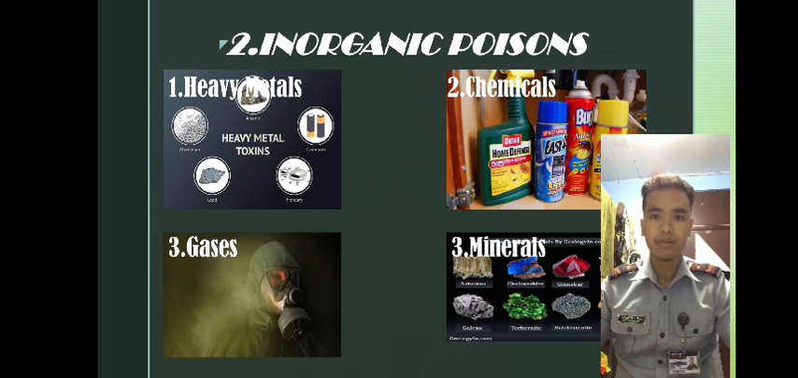Second, chemicals. Various chemicals can be toxic to humans if ingested, inhaled, or absorbed through the skin. Examples include pesticides, herbicides, and industrial chemicals like benzene and formaldehyde. Third, gases. Certain gases like carbon monoxide and hydrogen cyanide can be toxic to humans if inhaled. Carbon monoxide poisoning can cause symptoms like headache, dizziness, confusion, and even death. Last, minerals. Certain minerals like asbestos and silica can be toxic if inhaled. Exposure to asbestos can cause a range of respiratory illnesses, including mesothelioma, while exposure to silica can cause lung damage.